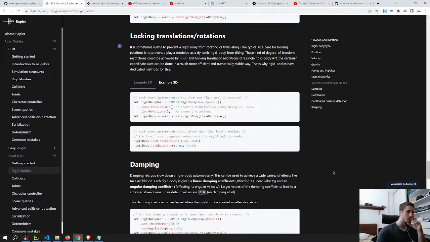Lock translations/rotations when the rigid body is created. let rigid_body = RigidBodyBuilder::dynamic().lock_translations() to prevent translations along all axes, .lock_rotations() to prevent rotations along all axes, then .set_enable_rotations(true, false, false) to only enable rotations along the x-axis. let rigid_body_handle = world.create_rigid_body(rigid_body). Lock translations/rotations after the rigid body creation.